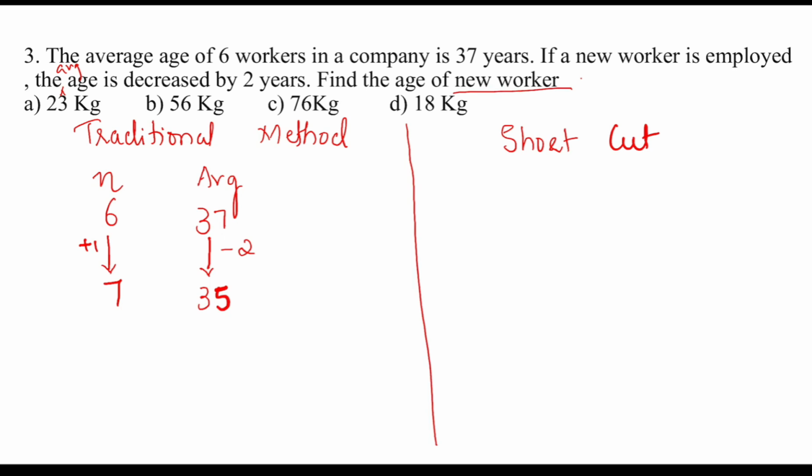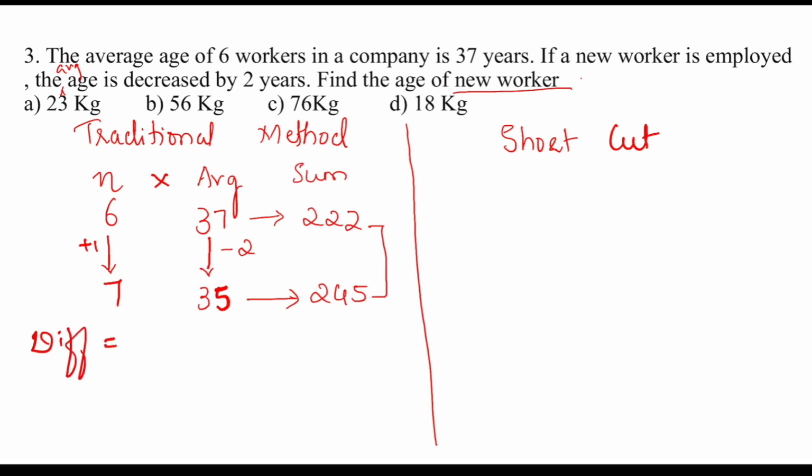I told you all, sum is nothing but number of entities into average. So first find out this sum. 6 into 37 is 222 and 7 into 35 is 245. So when you take the difference of these two, we'll get the age of the new worker. So 245 minus 222, that is nothing but 23. So 23 is the age of the new worker.